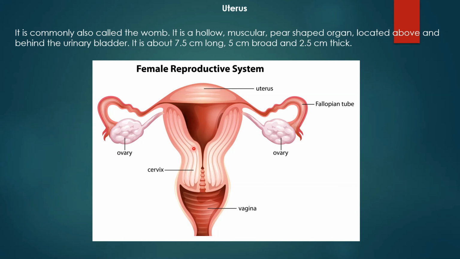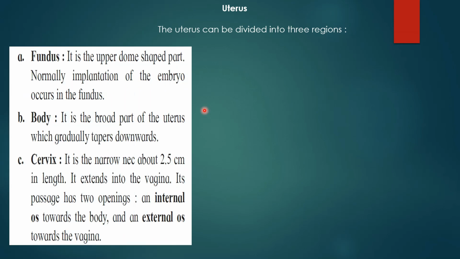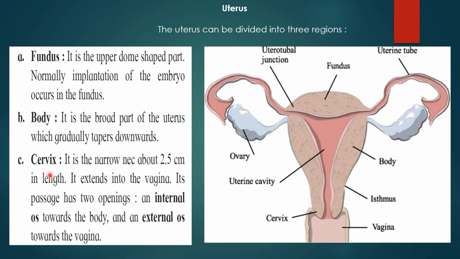This part is called the uterus. This is the place where you spent 9 months in your mother's womb. That's the reason the uterus is also called the womb. Look at its dimensions: 7.5 cm long, 5 cm broad and 2.5 cm thick. The uterus can be divided into three regions. The first part fundus, second body and the third cervix. Let us understand each one by one.